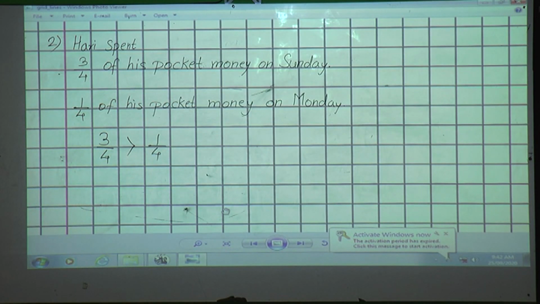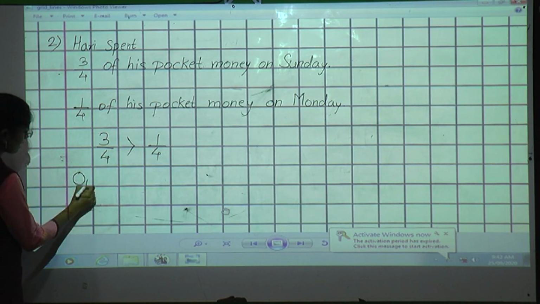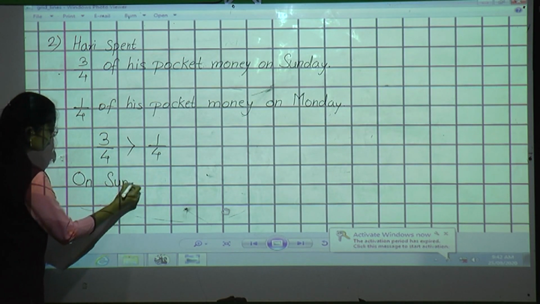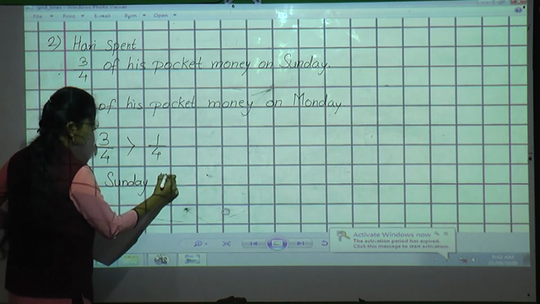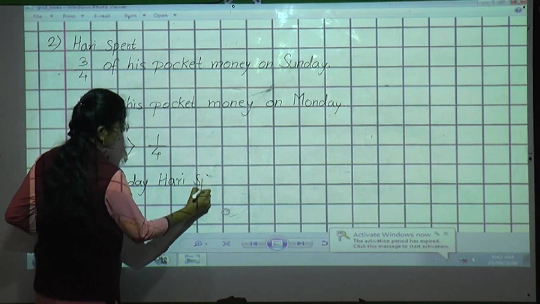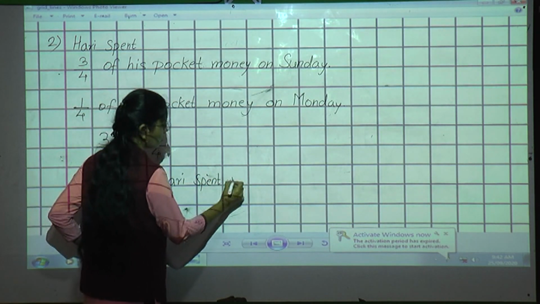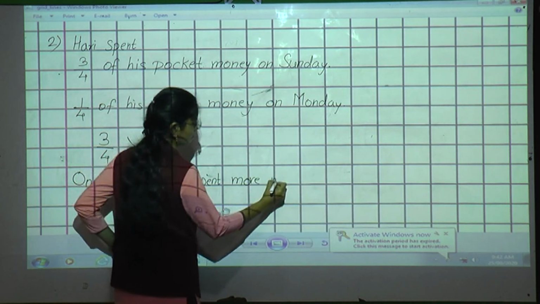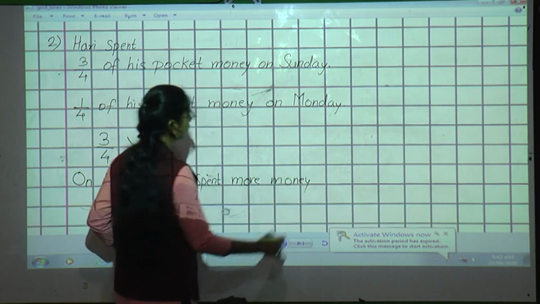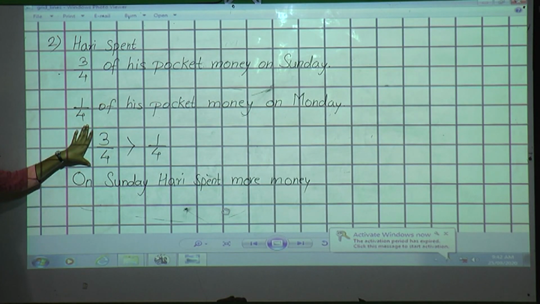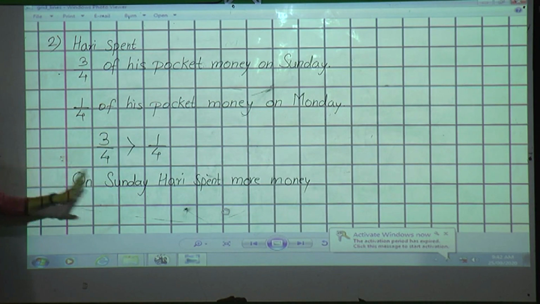So what will be the answer? Yes, on Sunday he spent more money. So here you have to write the answer. On Sunday Hari spent more money because 3 by 4 is greater than 1 by 4. So on Sunday Hari spent more money. Clear? Okay, understood? Okay.